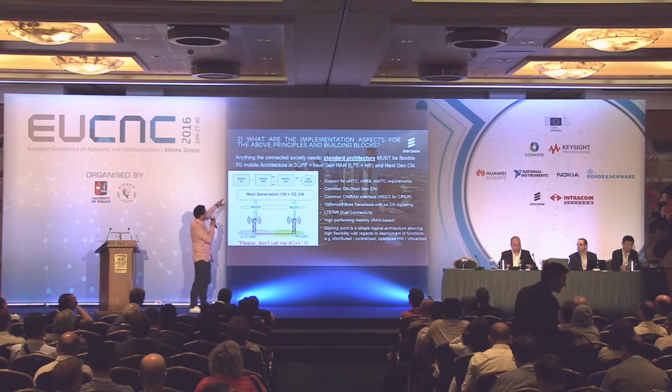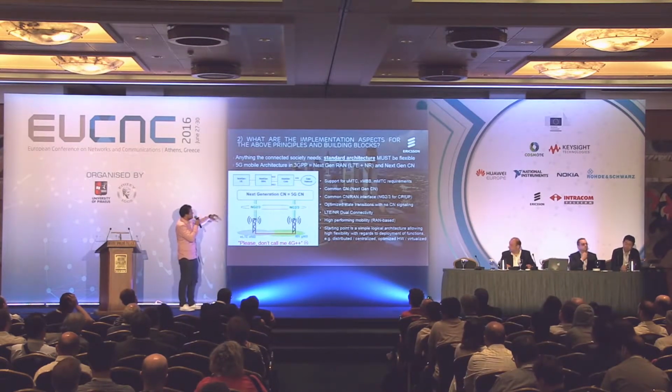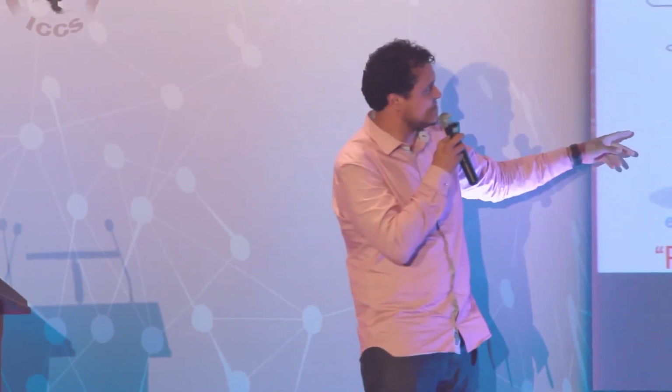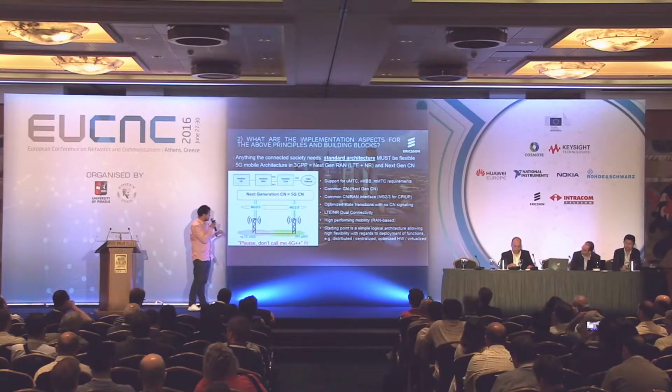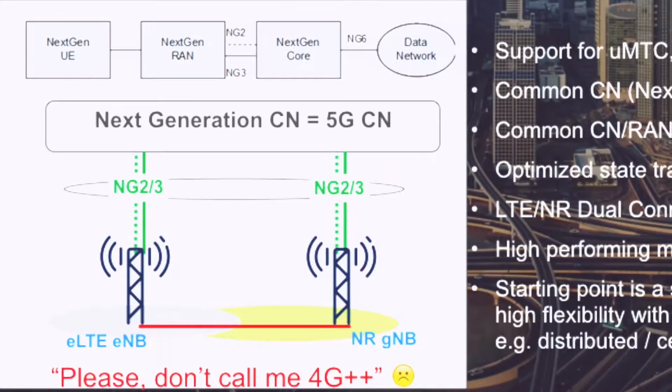And here on the left-hand side, I show the figure that we currently have in SA2 for this reference architecture, with the UE, the next generation RAN comprised of the two RATs, but also the next generation core network and some of the interfaces. And this is what we see here as well. And the first thing to think about is that we have these two RATs, and this is some terminology. And here I put just an interesting phrase, like, please don't call me 4G++.